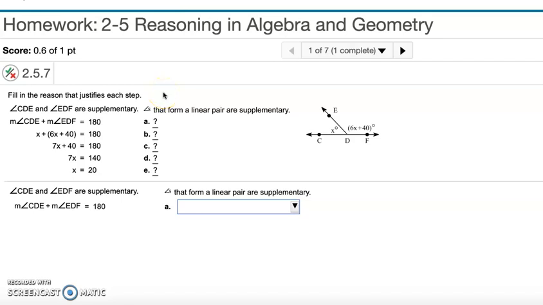2.5. Reasoning in Algebra and Geometry. Number 1 wants you to fill in the reason that justifies each step. We're starting with saying angle CDE and angle EDF are supplementary.